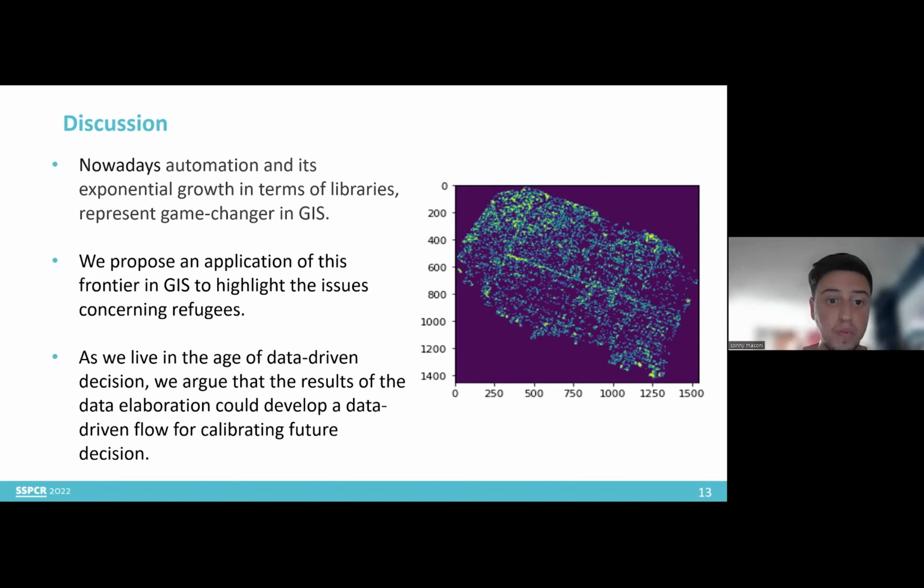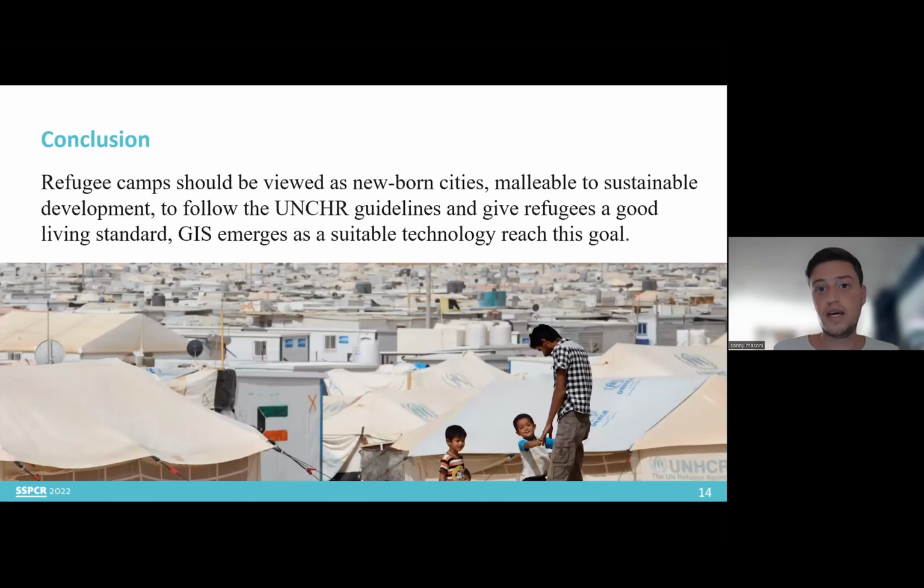We also propose an application of this frontier in GIS to highlight the issue concerning refugees, because we live in the age of data-driven decisions, as we have seen last year with the COVID pandemic. We argue that the results of this data manipulation could develop a data-driven flow for calibrated future decisions. So this open data could be used by those who operate in the field to better understand the issues regarding these camps and make better decisions.